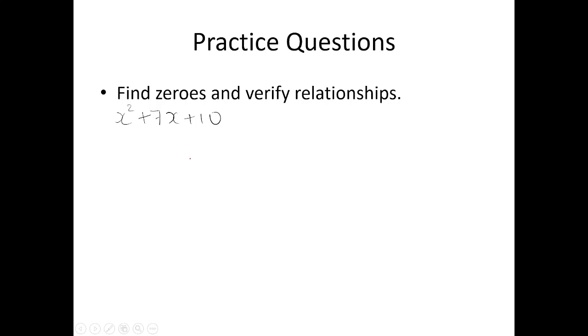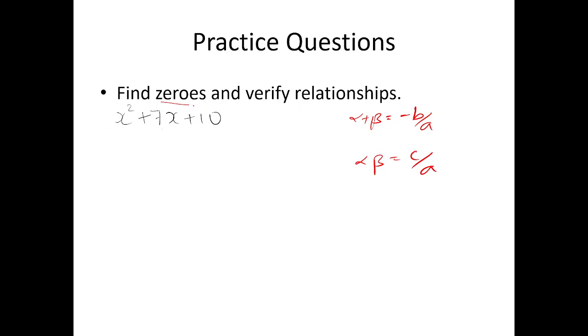Here we have one question. Find zeros and verify the relationship. That is, relationship means sum of zeros and product of zeros, that is alpha plus beta equal to minus b by a and alpha beta equal to c by a. We need to verify by these. But we need to find out alpha and beta in this case. Alpha and beta are the zeros, right?